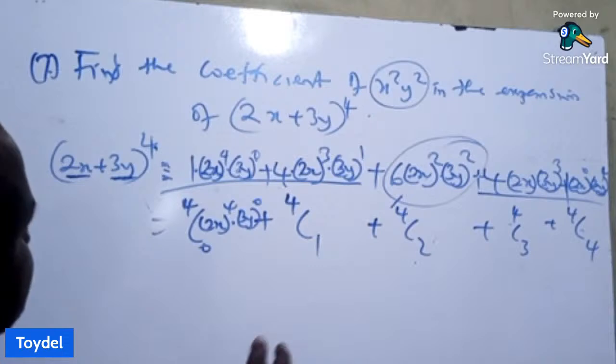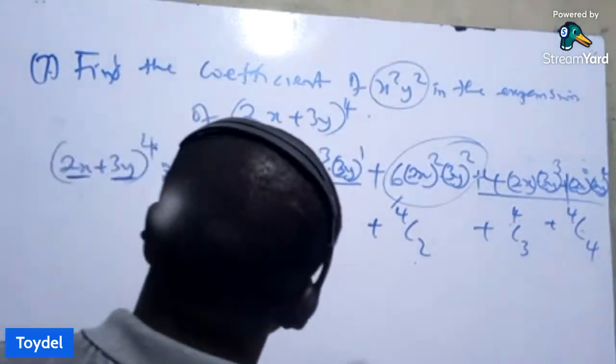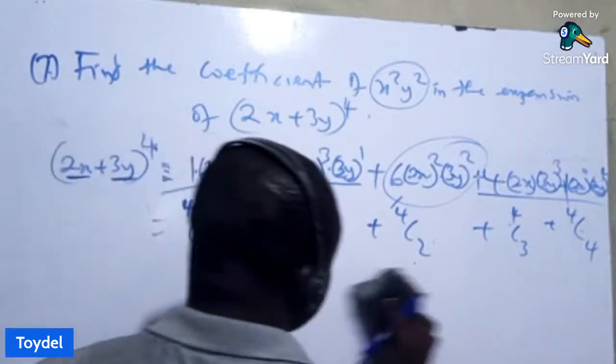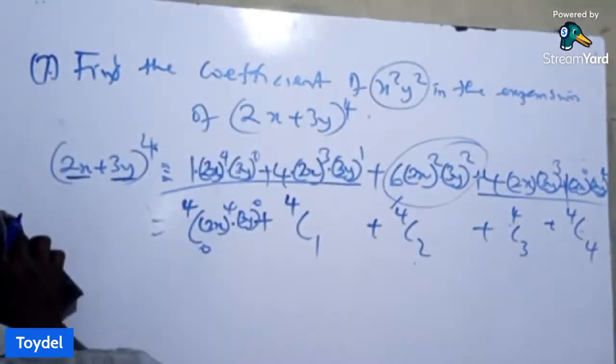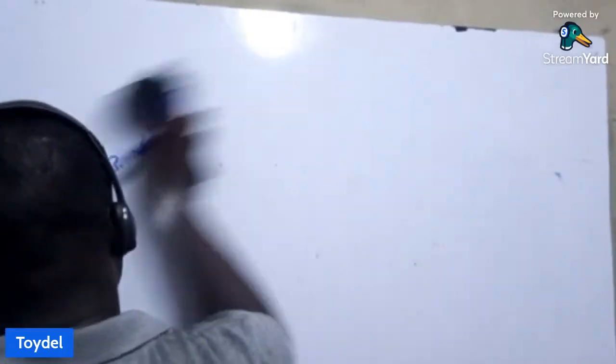So I have a video on how to do expansion. For you to have a proper understanding of this, I advise that you go and check the video under binomial theorem, binomial expansion. Okay, so that's about binomial expansion. Then number 7, let's take another question.